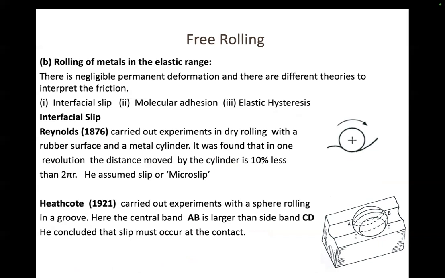So now we go to the other part of free rolling, where we say that the rolling of metal is in the elastic region. Here we consider that there is no considerable permanent deformation, that means indentation or grooving. And in this case, there are several theories to interpret this.